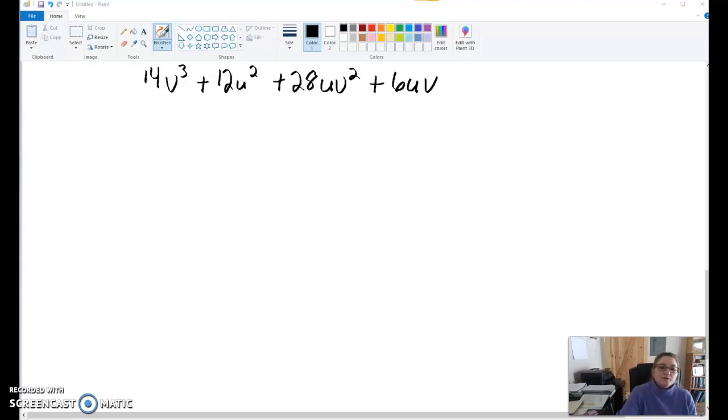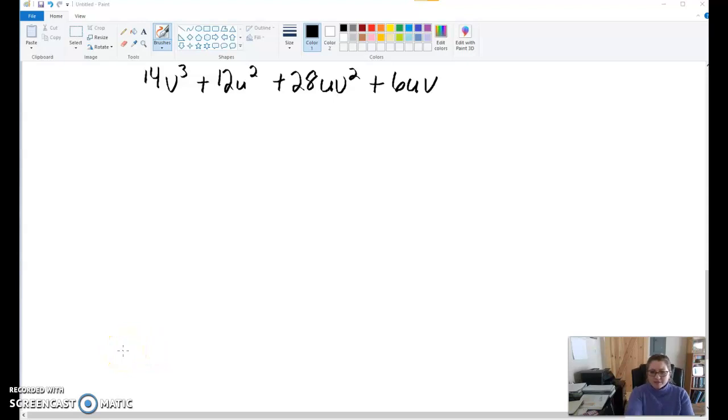Nice. So I saw you were commenting that you were having a little bit of struggles when you have multivariable and kind of getting overwhelmed with working those problems. So I thought I would work an example problem for you just to talk about how to approach this. So we have this problem here, which is 14v cubed plus 12u squared plus 28uv squared plus 6uv.